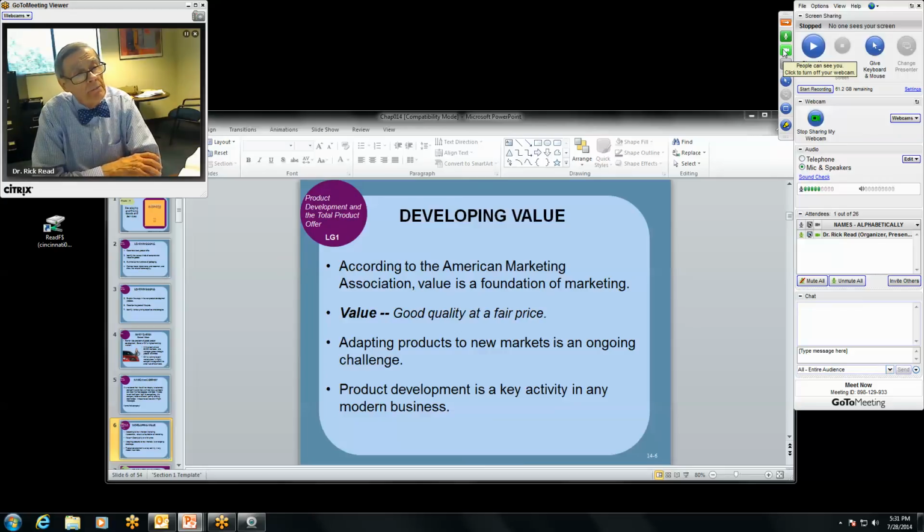According to the American Marketing Association, and I'm going to read this because I want to make sure that you get this, value is the foundation of marketing. And what this simply says is that you're providing quality. Notice that there's an adjective in front of the quality saying good, as opposed to fair, mediocre, or abysmal, and that you're providing that quality at a fair price.